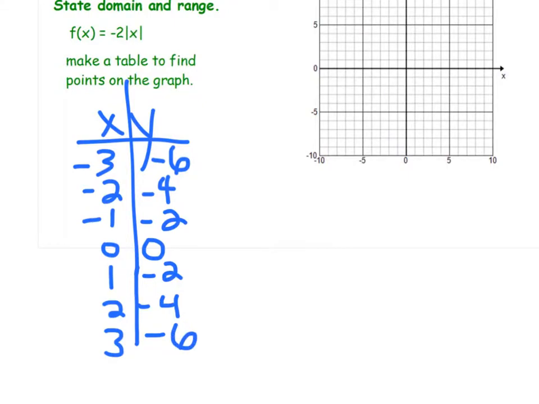So it looks very similar to our parent function, except that all the outputs are negative except 0, and then they're all 2 spaces away instead of 1. So notice that 2 is like the slope of our absolute value graph. So let's go and plot these points. So negative 3, negative 6, negative 2, negative 4, negative 1, negative 2, 0, and then 1, negative 2, 2, negative 4, and 3, negative 6.